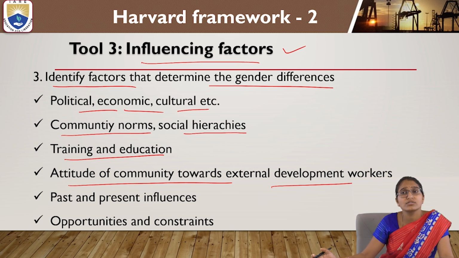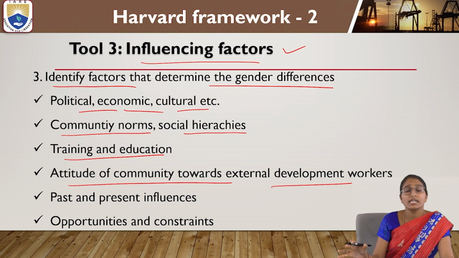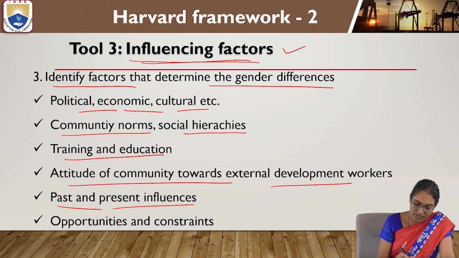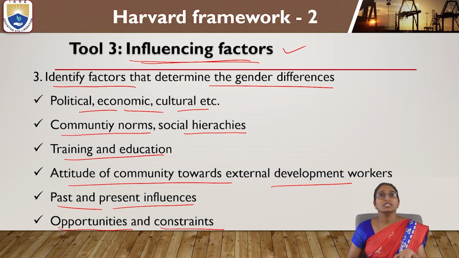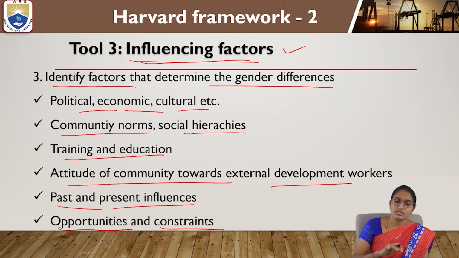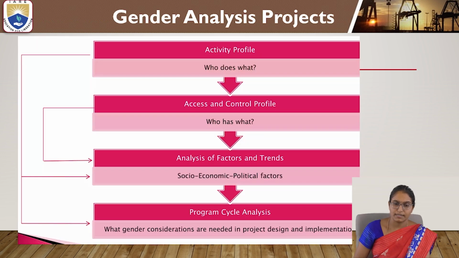So a particular work has to be assigned only to men or women. That is what is decided by the community people. And past and present influences: how the past things are influencing the present, and present things also influencing the society. So these are all influencing factors. As well as with respect to this, what are the opportunities as well as constraints of these factors? So let this tool 3 discuss all these.